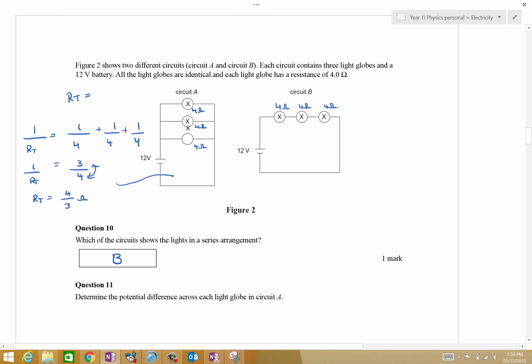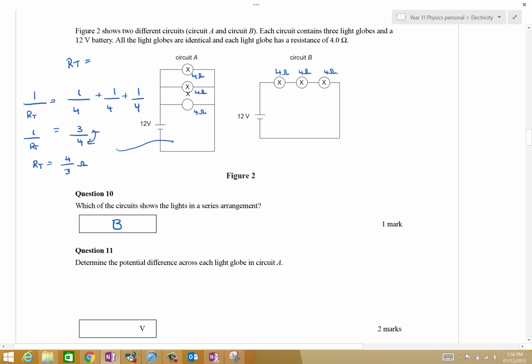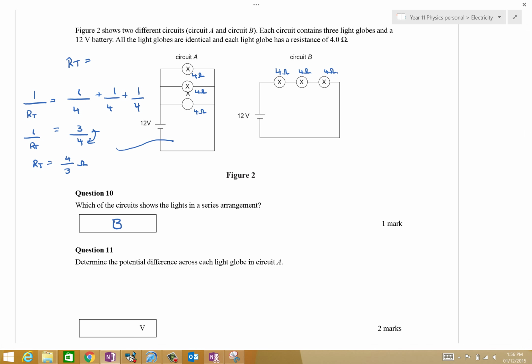Determine the potential difference across each light globe in circuit A. Now, it's important to note that over here, if I've got 12 volts and I've got 3 things, what would a voltmeter read here? 4 volts. The energy would be evenly dissipated throughout those, so each of those would say 4 volts. So in a series circuit, the voltage divides, doesn't it? The voltage splits up.